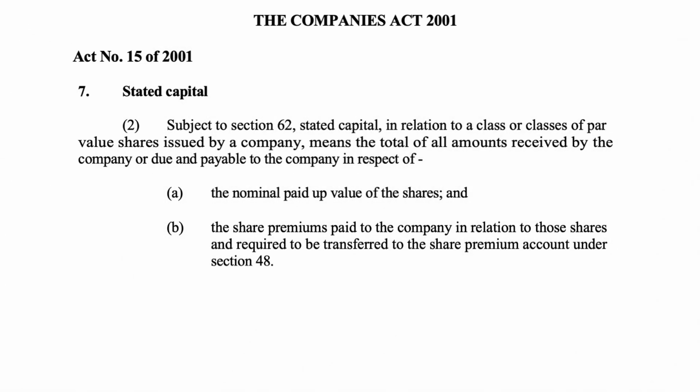Subsection 2 stipulates that except as provided in section 62, stated capital relating to a class or classes of par value shares issued by a company includes the total of all amounts received by the company or owed and payable to the company concerning A, the nominal paid-up value of the shares, and B, the share premiums paid to the company concerning those shares and mandated to be transferred to the share premium account under section 48, which addresses share premium accounts.